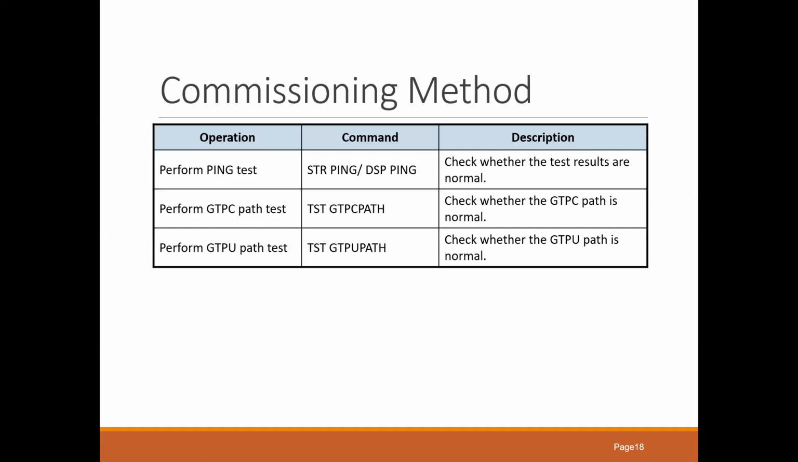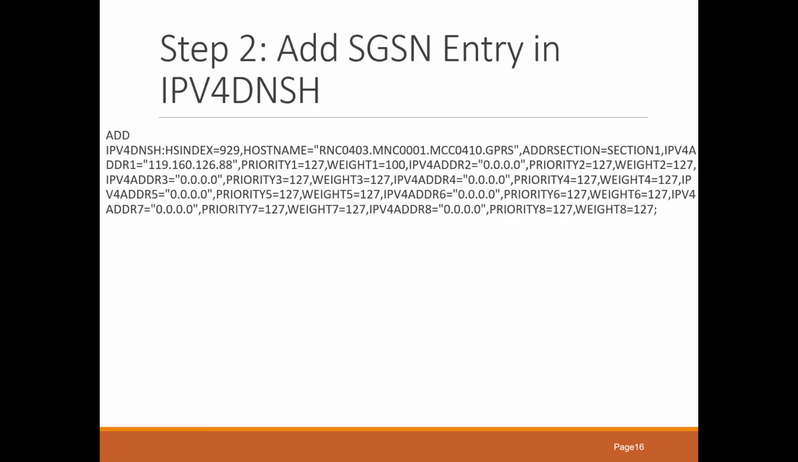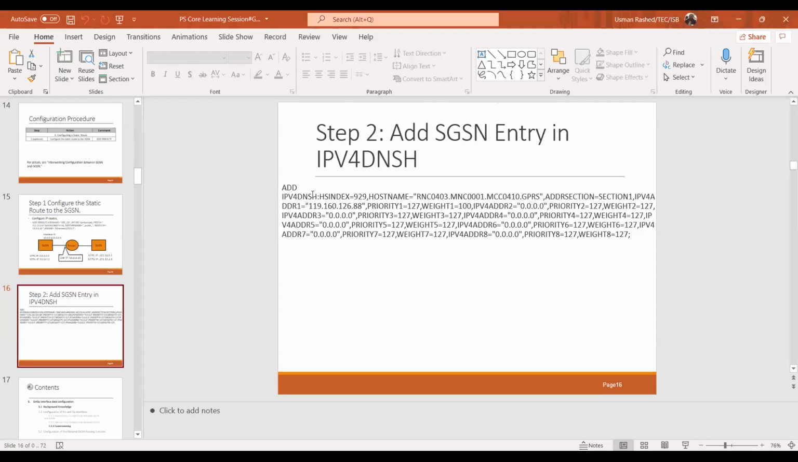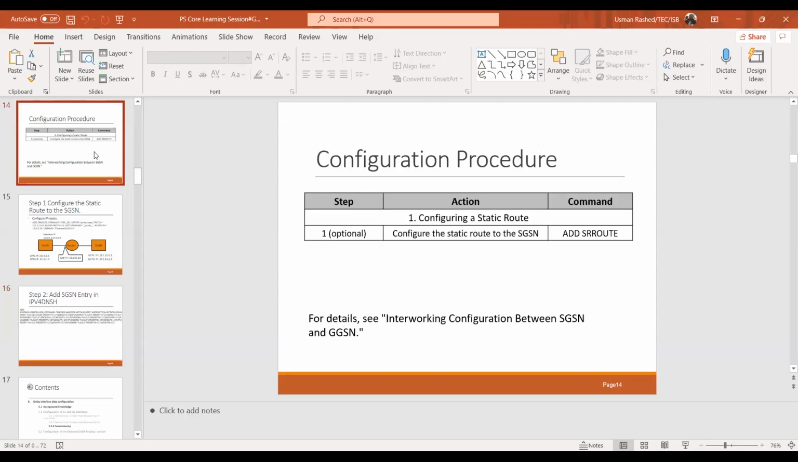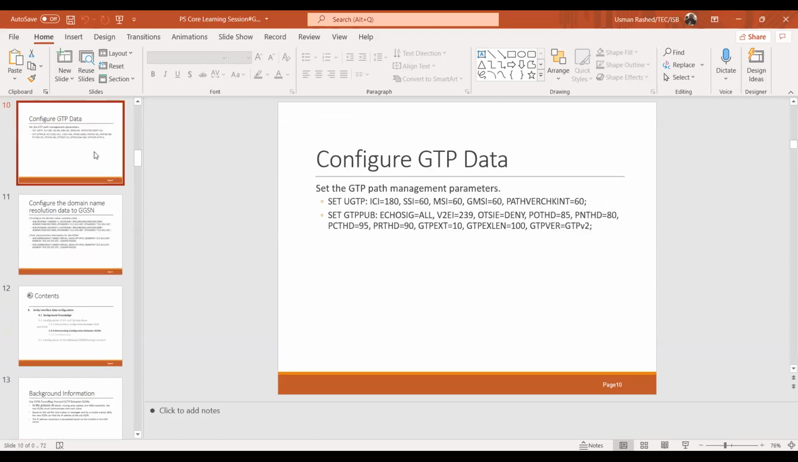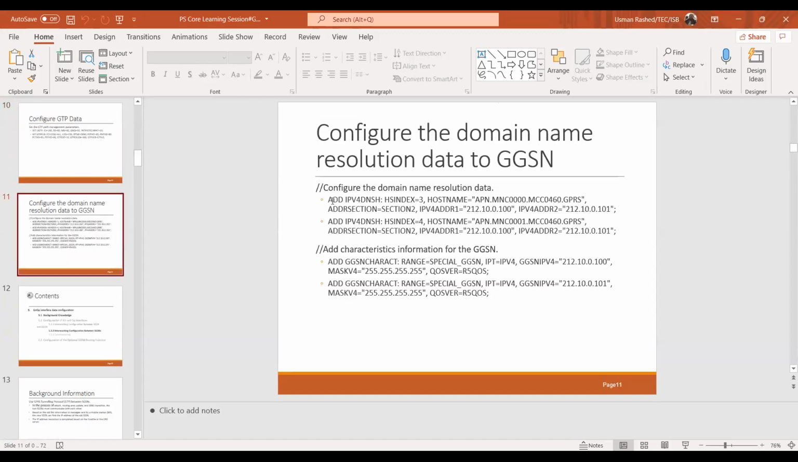Right. So once this configuration is done, you can check this using ping. Yes? One query: if we want to configure 50% traffic at this SGSN, then the weight will be 50? You're talking about GGSN, right? Yes, sorry, GGSN, about the weight configuration.